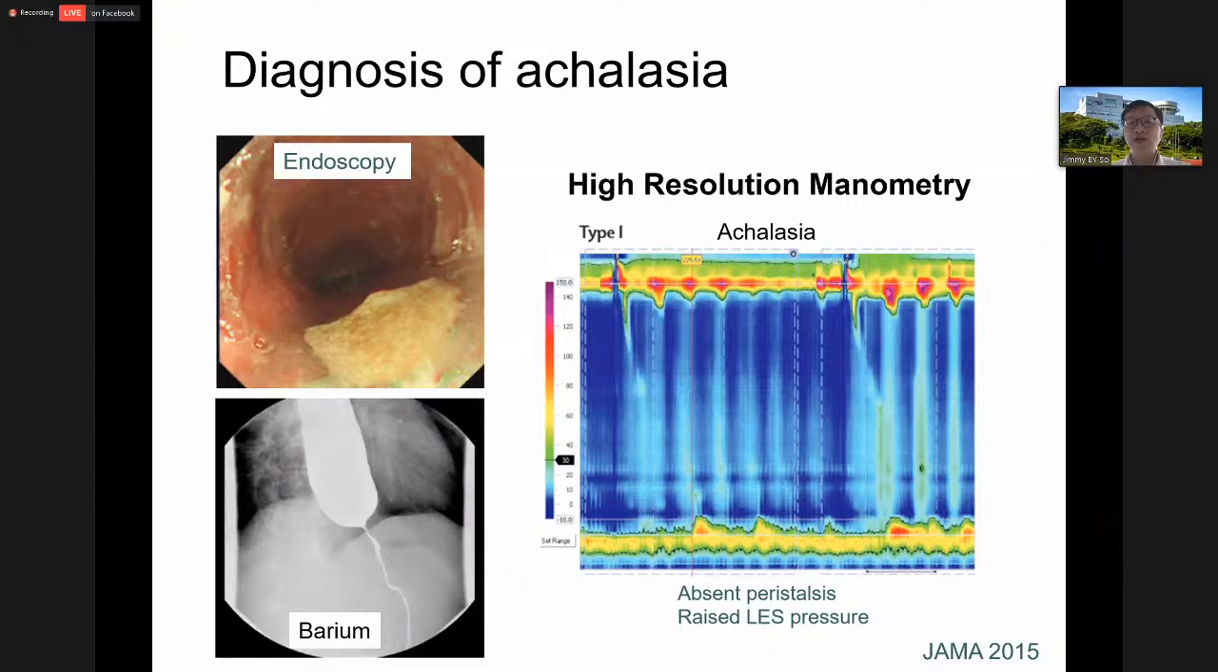And of course, nowadays, we make a diagnosis of achalasia by high-resolution manometry, which demonstrates the two cardinal features of achalasia, namely the absence of body peristalsis and elevated LES pressure. And with HRM, we can actually subclassify achalasia into type 1, type 2, and type 3.